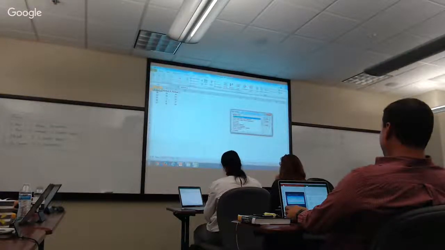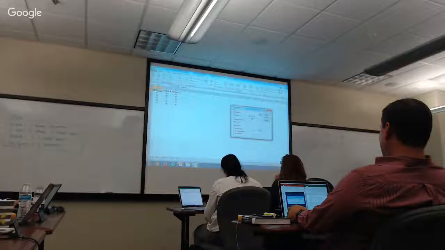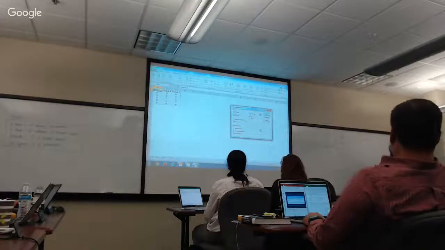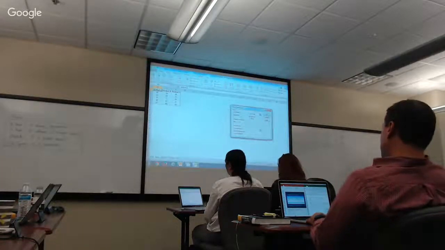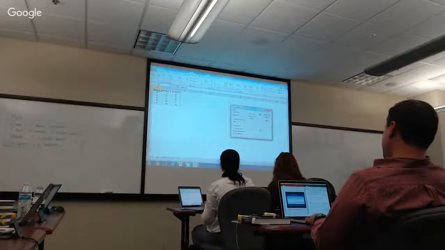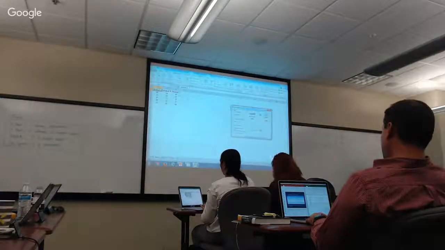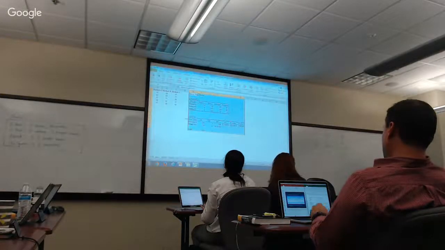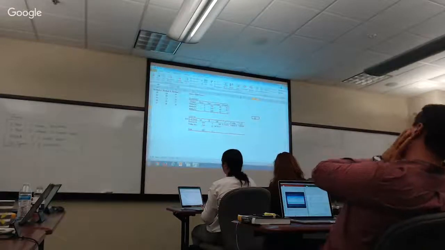So we've got a single factor ANOVA. The input range, here it is. Is it grouped by rows or columns? Columns, so we check columns. Labels in the first row, alpha 0.05. I'm going to click the output range. Let's put it right here. Press OK, and there is our ANOVA table.